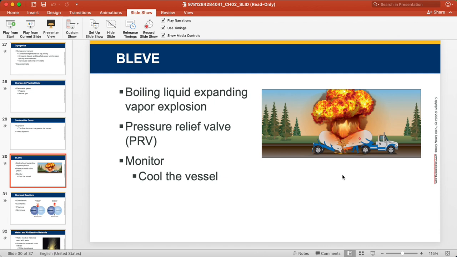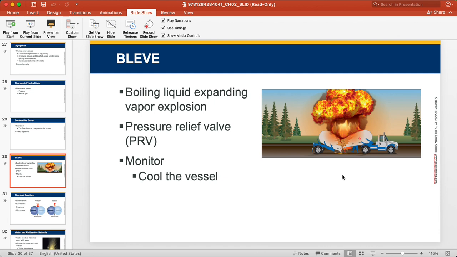And we found out how to deal with BLEVEs, where you set up fire engines and you pump water onto the tank, and everybody backs away a half a mile to a mile away, and you just let the fire engine keep the tank cool, and you wait for the PRV to vent it off. Then once the tank is cooled down and the fires are out, they wait a couple of days. They can go in there and remove the fuel from those damaged vessels.